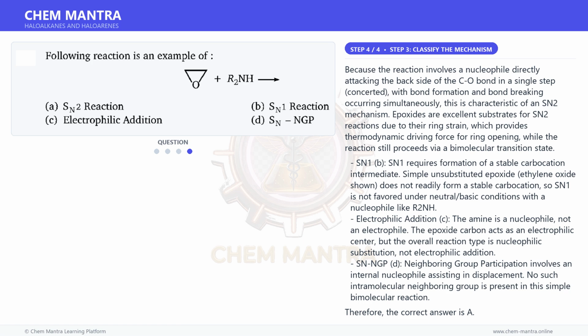Electrophilic addition. The amine is a nucleophile, not an electrophile. The epoxide carbon acts as an electrophilic center, but the overall reaction type is nucleophilic substitution, not electrophilic addition. SNi, neighboring group participation, involves an internal nucleophile assisting in displacement. No such intramolecular neighboring group is present in this simple bimolecular reaction.